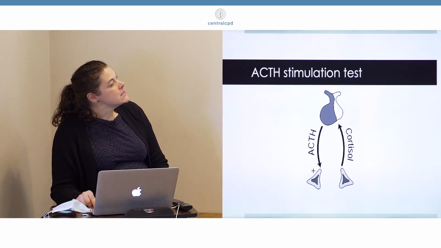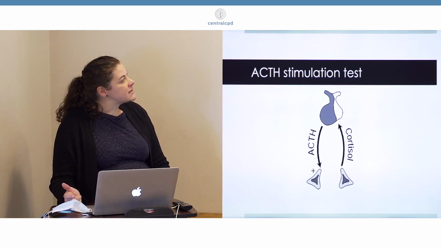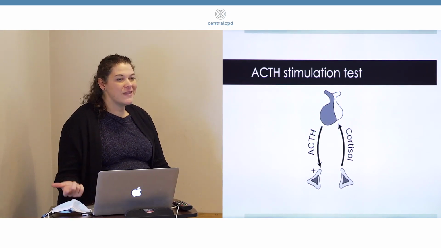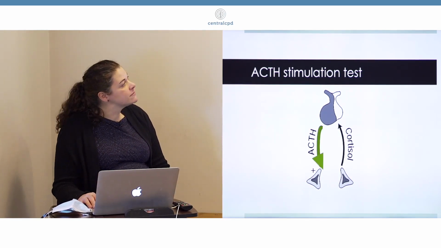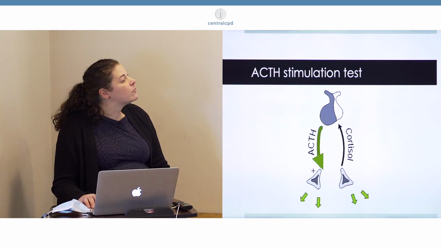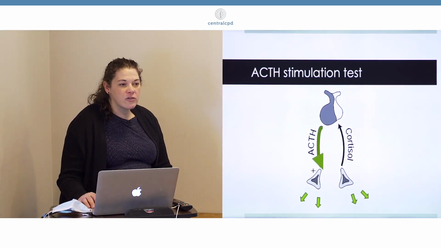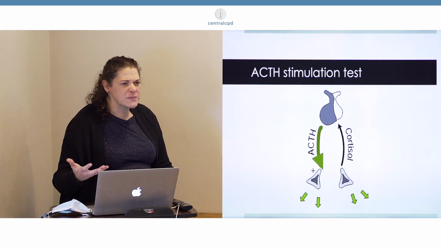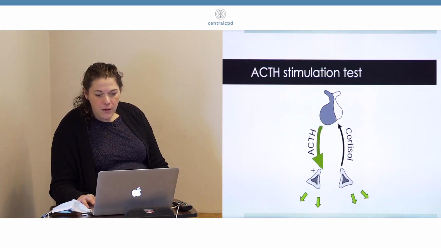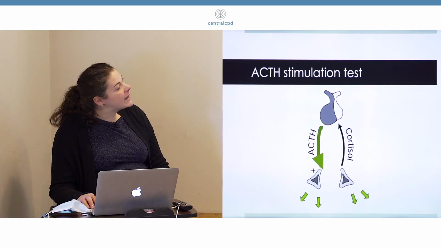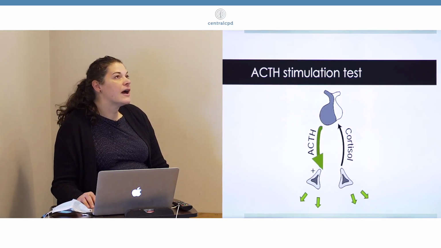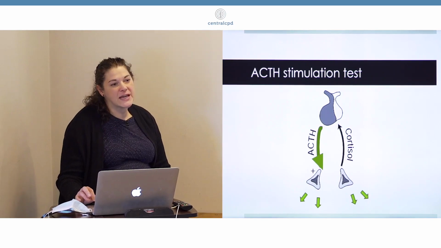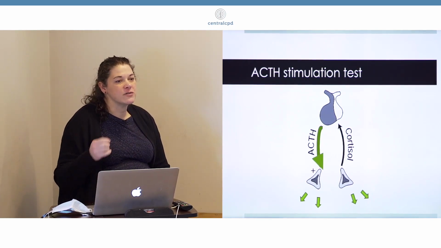We'll have a look. So the ACTH stimulation test, obviously we're giving the dog a synthetic version of ACTH. Okay, so we're cranking up the ACTH, and what we expect to see in a dog with Cushing's is an overproduction of cortisol, so more than you would expect for a normal dog. And the sensitivity of this test is affected by the type of Cushing's the dog has.